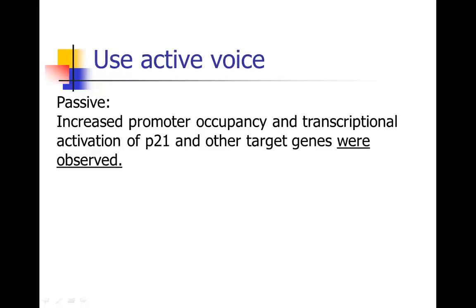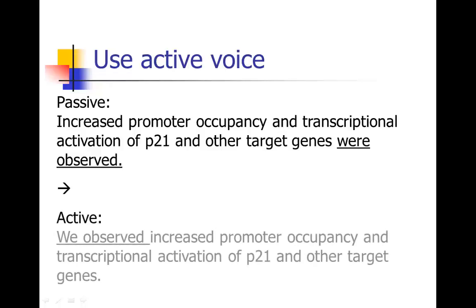So we would turn this into the active voice by saying, we observed increased promoter occupancy and transcriptional activation of P21 and other target genes. And that's just a much easier to read sentence, and all I've done is taken that first sentence, which was in the passive voice, and turned it into the active voice. And just that little change makes a big difference in the readability of that sentence.